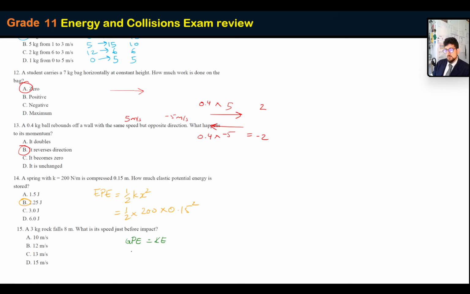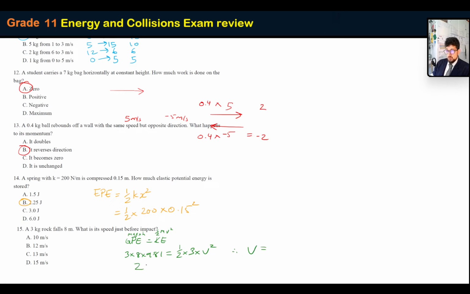So it's going to be 3 times 8 times 9.81, which is GPE, mgh in this case. So this is m times g times h. And this is going to be half times, not k, half times m times v squared, yeah? So all of this is equivalent to half times m, which is 3, times v squared. Therefore, v is equivalent to, and then you've got to do some calculations here, 3 times 8 times 9.81.